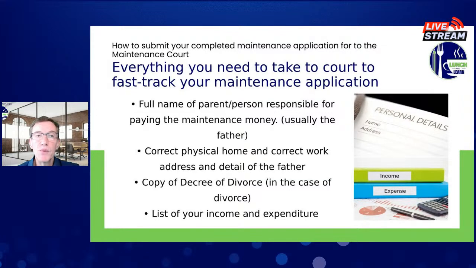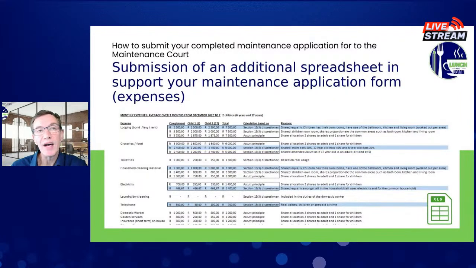And then very important is a list of your income and your expenditure. We've addressed that in previous webinars, but we'll go into some more detail. Now, I think this is quite important. It is not necessary, because the J101 form includes what you need to take to court. It's a 6-page document where you can jot down your income and your expenses, and then make the necessary split between the child and the parent or the complainant.